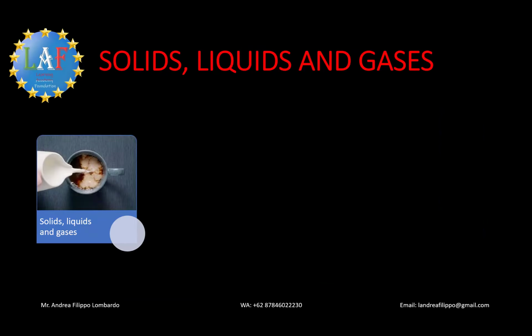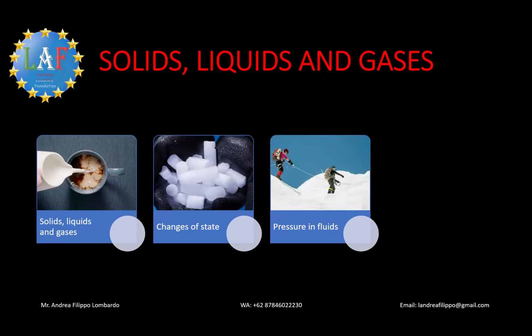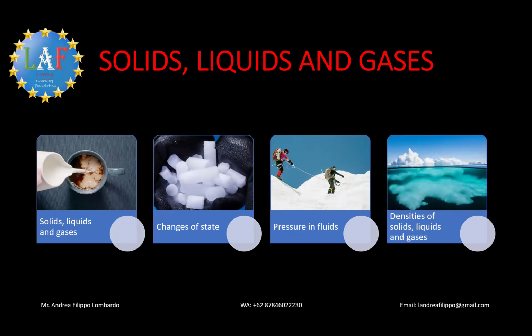where the students will see the arrangement, movement, and spacing of particles are different in solids, liquids, and gases. That to change the state of a substance, energy must be transferred to or from the substance. That liquids and gases are both fluids. So fluids can flow or be poured because the particles in them are able to move around freely and can change positions. And finally, the density of an object is calculated by dividing the mass by the volume.